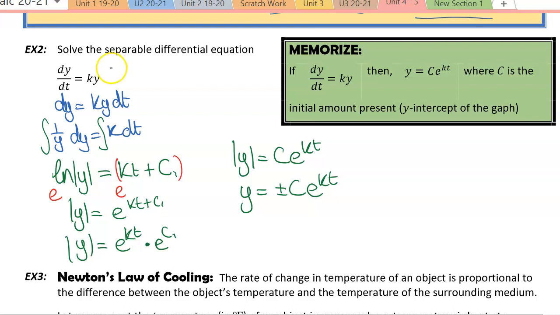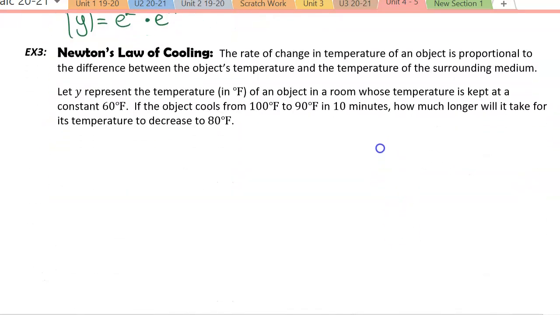All right, so we want to remember this. Up here it says memorize: dy/dt equals ky, then y equals c times e to the kt, where c is the initial amount present, usually the y-intercept of the graph. Okay, so this is important. We're going to use this in Newton's law of cooling in this last example.